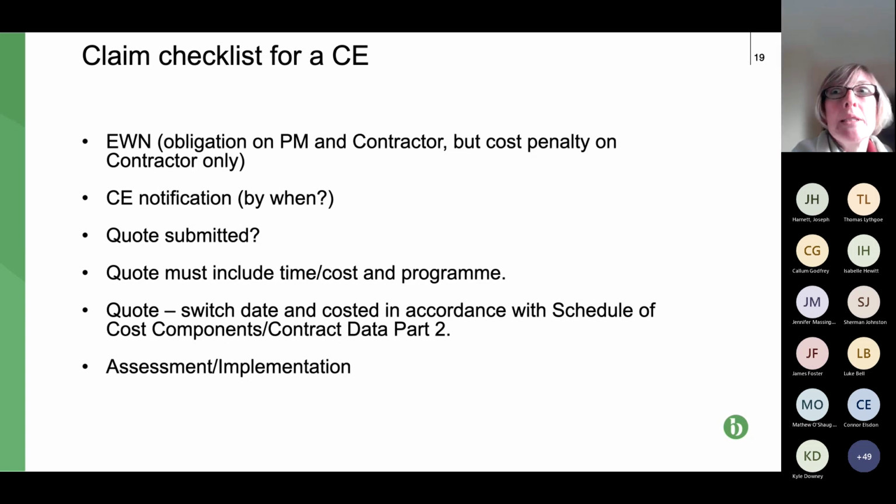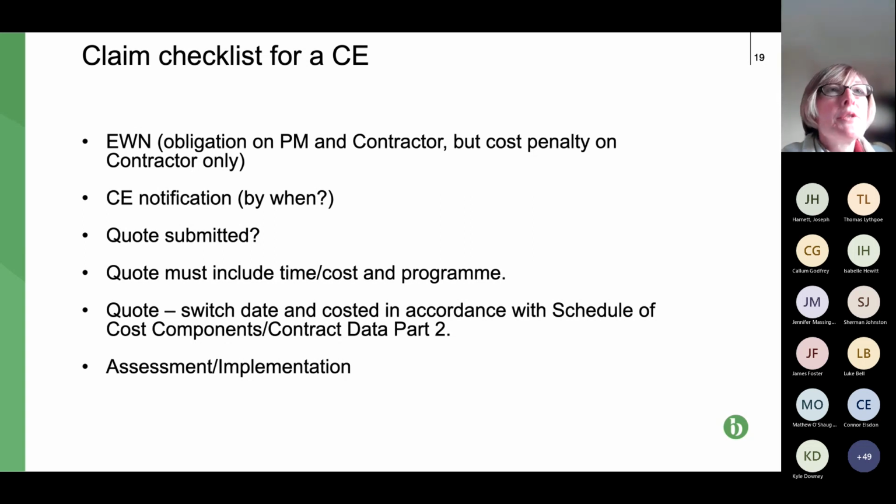Has the quote been submitted? Don't forget to submit it. Include not only the cost, but also the extension of time and also the cost of the time. Just remember that switch date, and remember once it's been implemented to claim it in your interim applications.